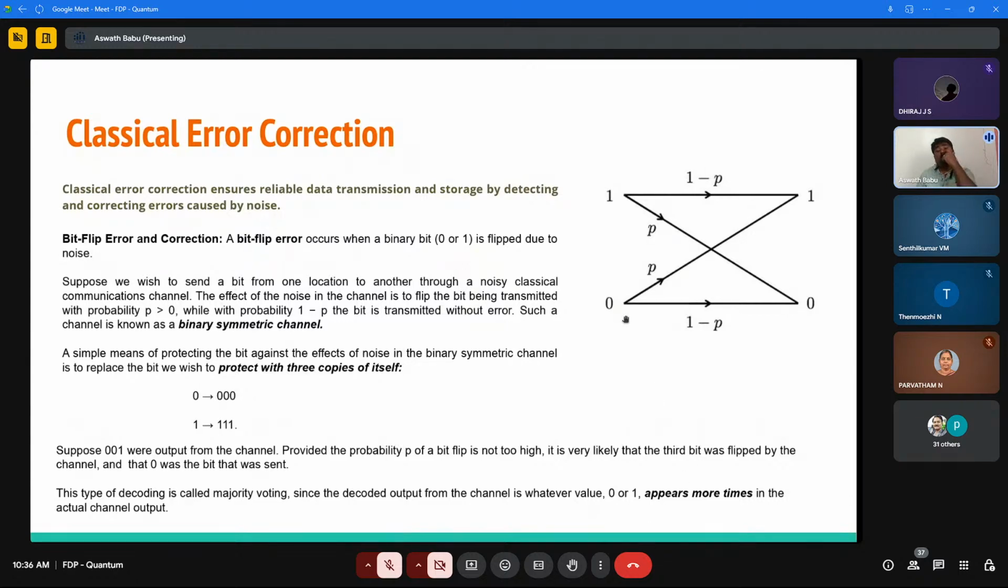So, 0 becoming 1 with a probability p and remaining intact with 1 minus p. Let's say if I take any bit in a classical communication, it remains 0 with the same 1 minus p probability, but it is shifting with probability p. If that is the case, I'll try to address them in terms of probabilities.